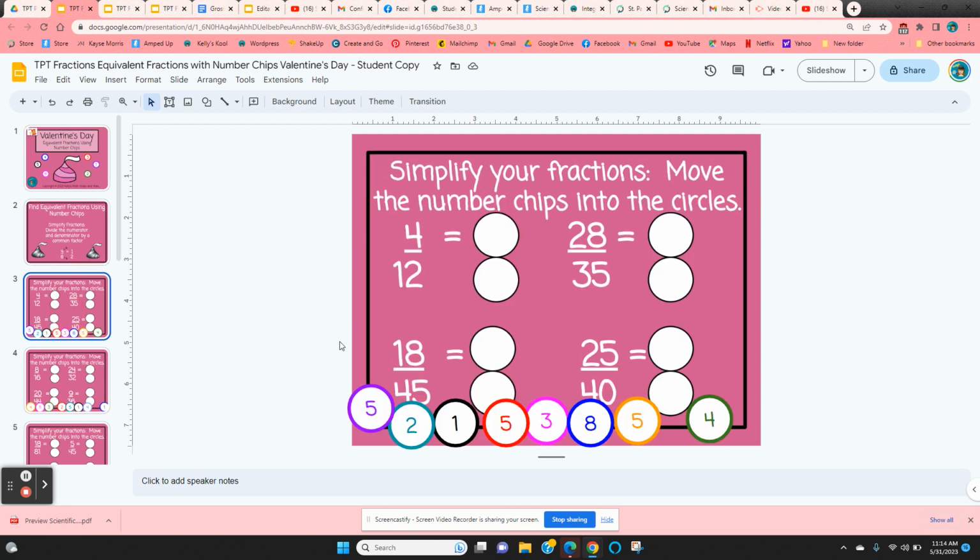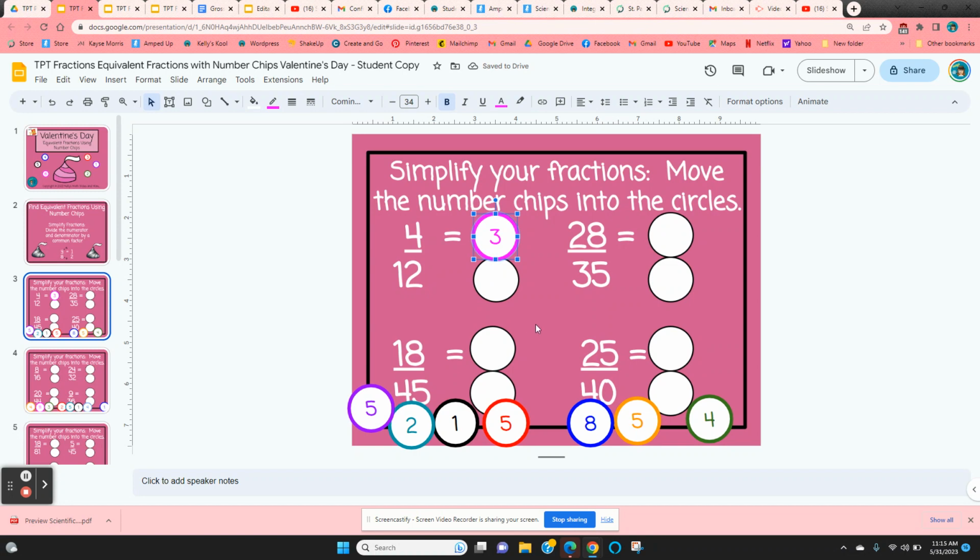On slide 3, they're going to start moving the number chips. So every slide has all the number chips that they need in order to simplify these fractions. So for example, 4/12, if we divide numerator and denominator by 4, we get 3. And then to move the 3, you just click and hold on the edge, and then they can move it into place.